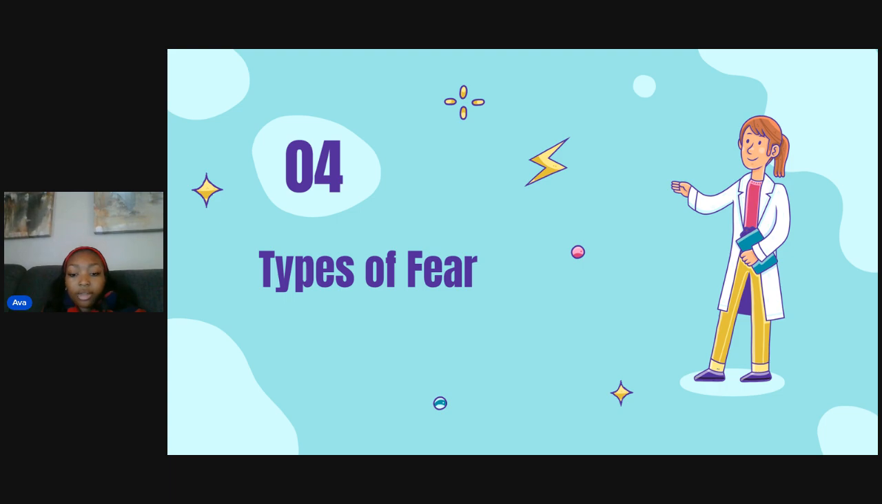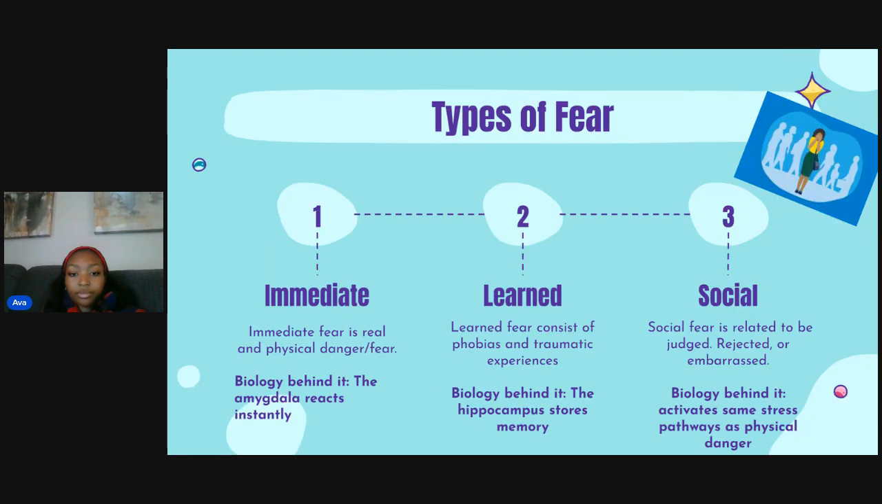Number four, types of fear. So here we have three types of fear. The first one is immediate fear. Immediate fear is real and physical danger. The biology behind this is the amygdala reacts instantly, so immediately.